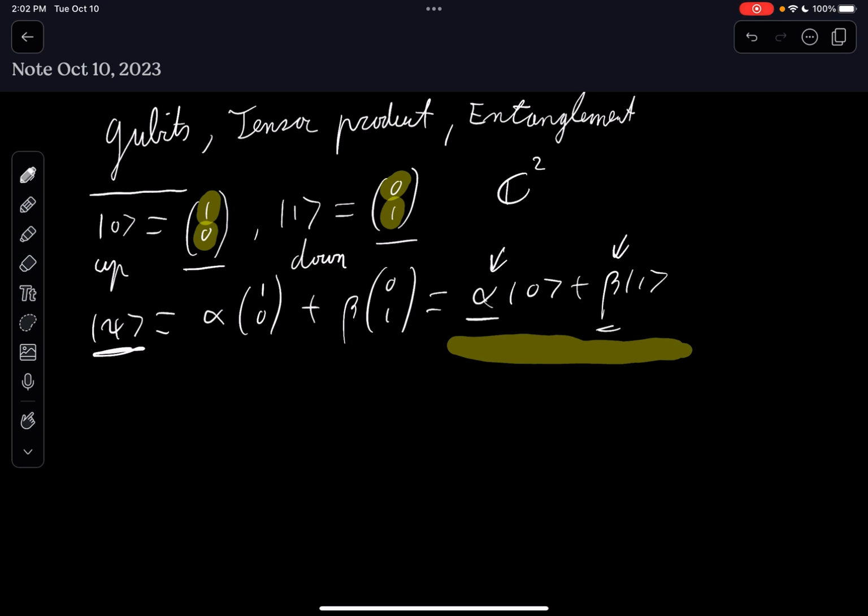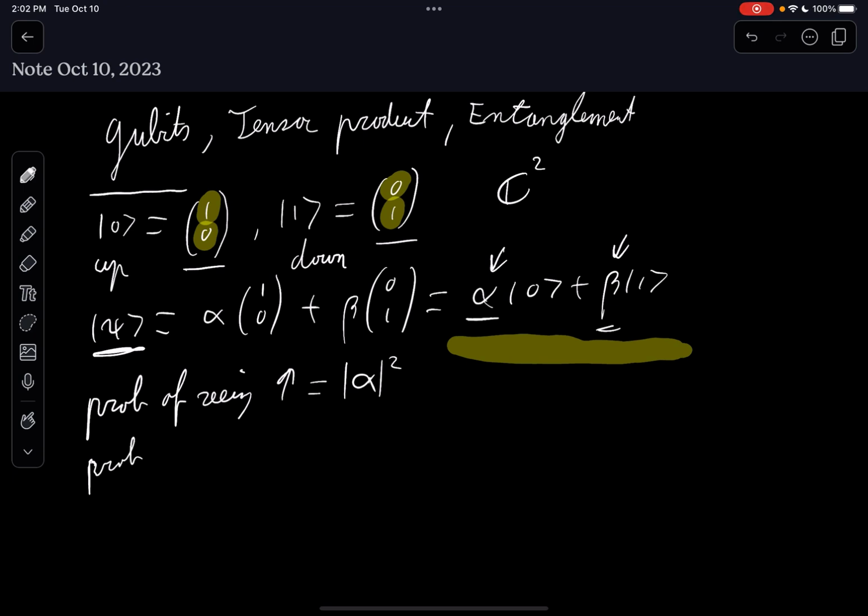And in this case, the probability of seeing up is given by alpha squared. Well, I need to be careful. This alpha might be a complex number, so I should also take the absolute value. Okay, so that's how we can interpret alpha. And we can do the same thing for beta. The probability of observing down, given that we perform the measurement, are we pointing up or down, is here just the absolute value of beta squared.